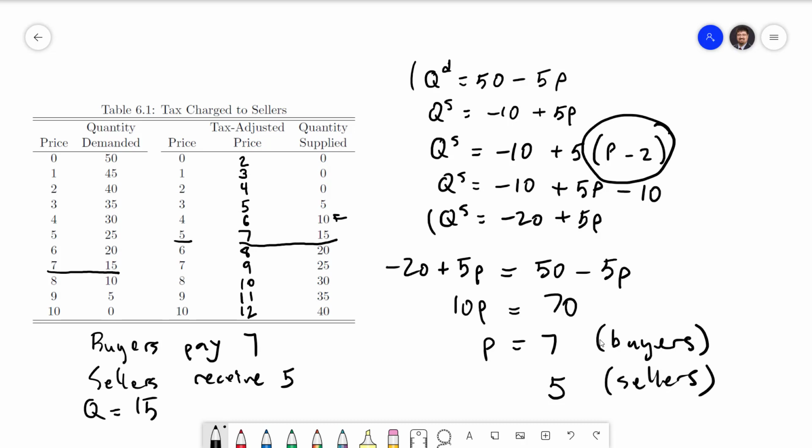To figure out the quantity in the market, we can plug the 7 into the demand function, or we can plug the 5 into the original supply function. Either way, we'll get the same answer. I'll use the demand function. 50 minus 5 times 7 is 15, which is exactly what we got from the chart.